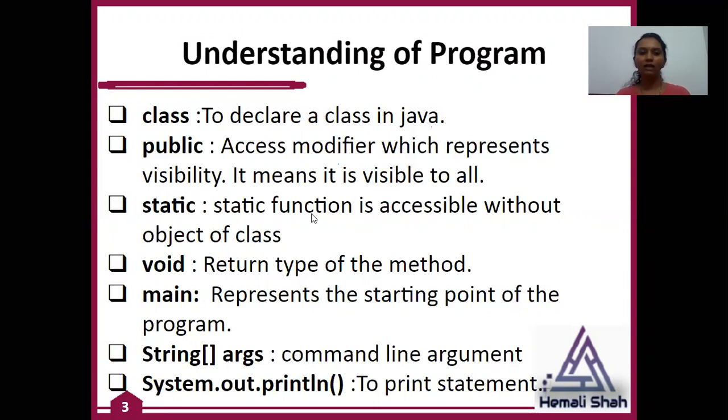Static is a modifier. Again, it's a keyword which is used as a modifier inside Java. A static function is accessible without creating an object. So the JVM does not require creating an object to access the main function. Void is a return type. Here we have used the void return type because this function returns nothing. Next is the main keyword. Main is actually the function name, and all the program starts from the main function.